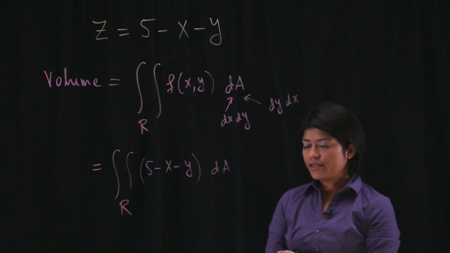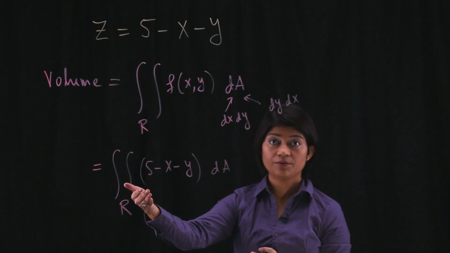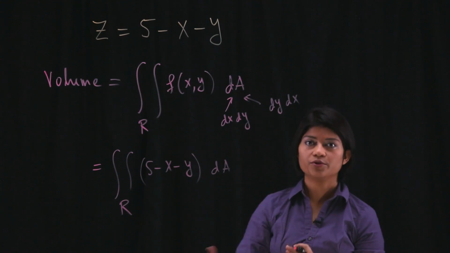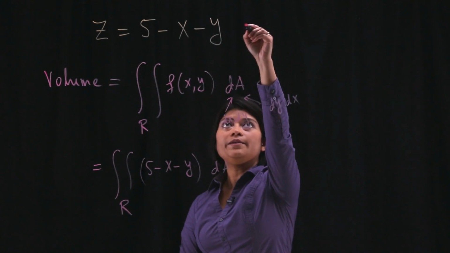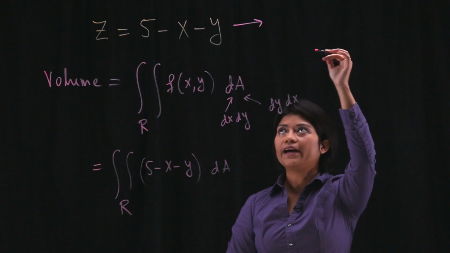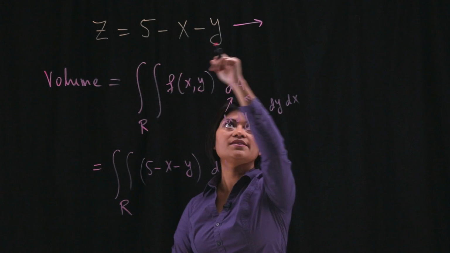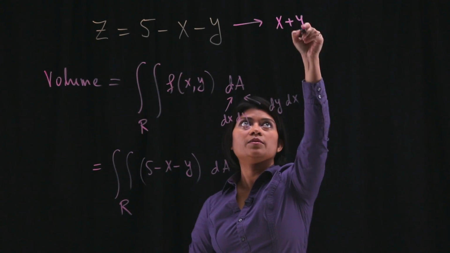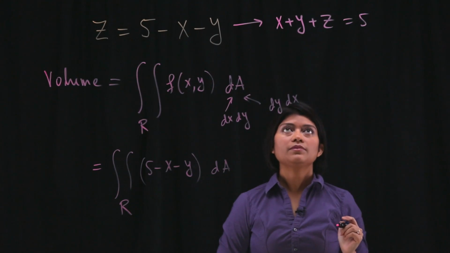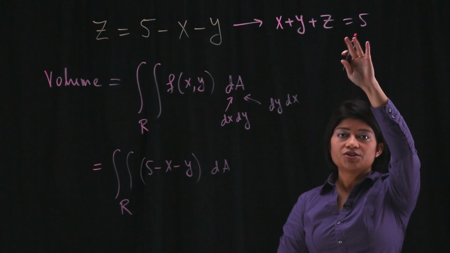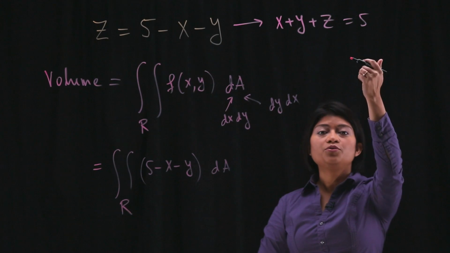So let's understand what this plane looks like and what this region is over which we have to integrate, and then we'll set it up and we'll solve the integral. So go back to our equation for the plane, and in order to graph that, let's rewrite it a little bit. Bring all the variables x and y on the left hand side. So you will have x plus y plus z equals 5. And then we can try to find the intercepts on the x, y, and z axis. And how do we do that?